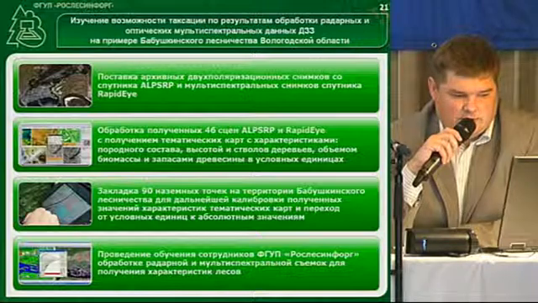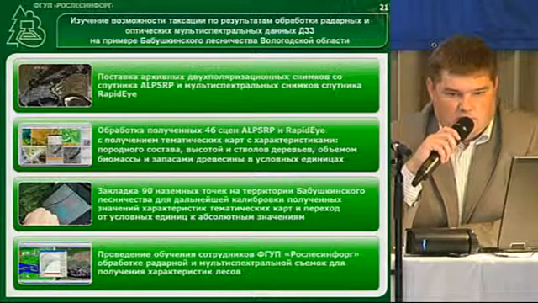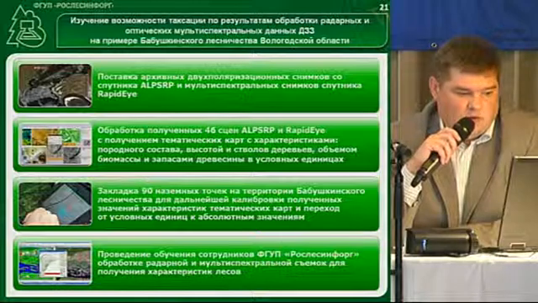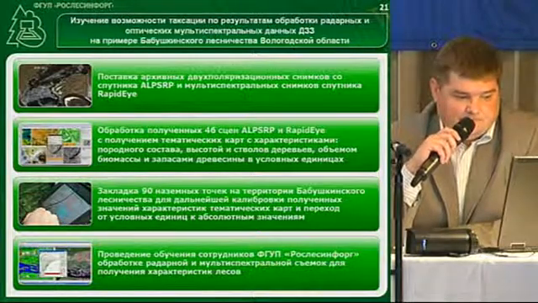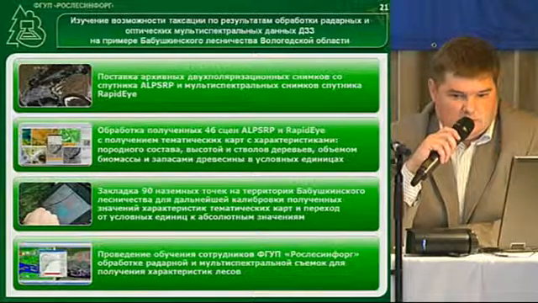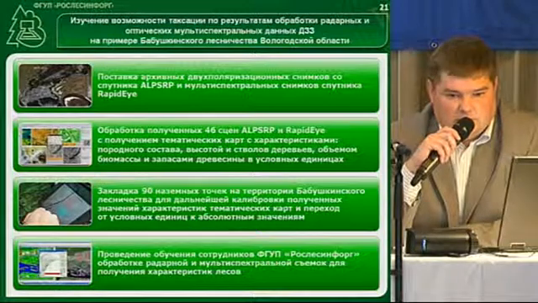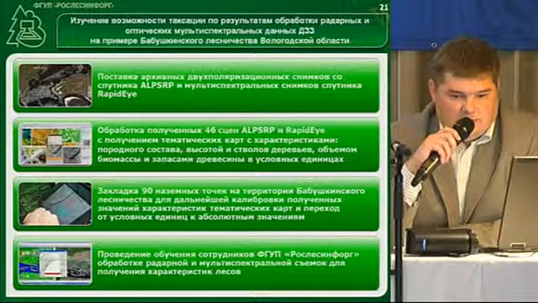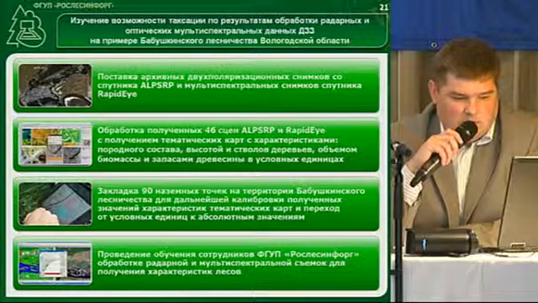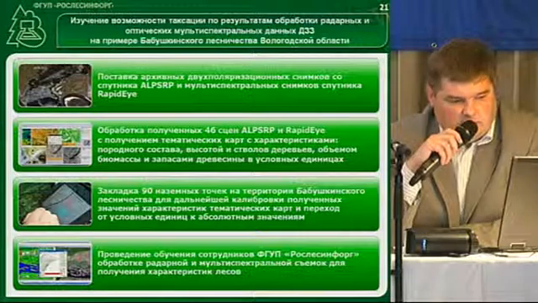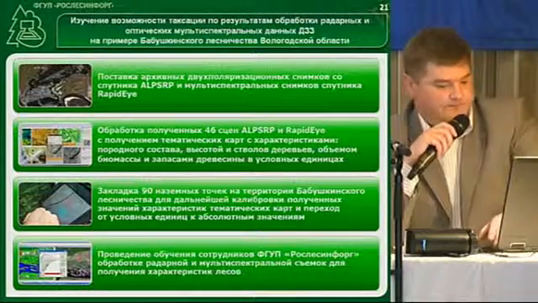These data are going to be well verified. Before the beginning of this work, we put down 90 GCPs, or ground control points, using the highly precise tools which are used for identification of qualitative and quantitative characteristics on the reference sites. And we believe that the result will be good and well verifiable as well.